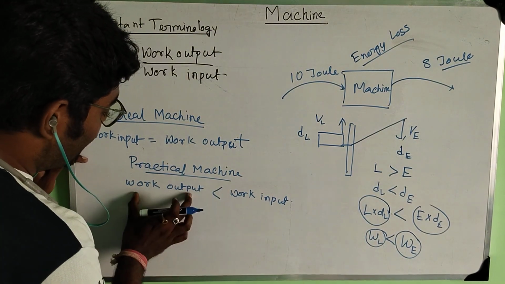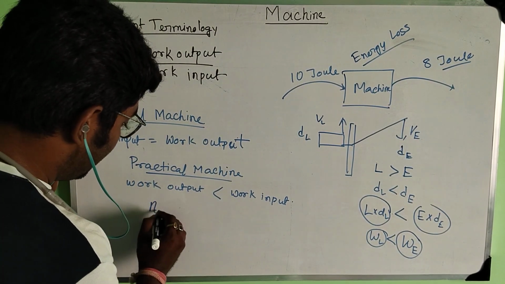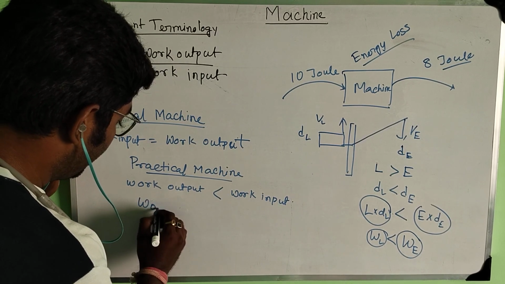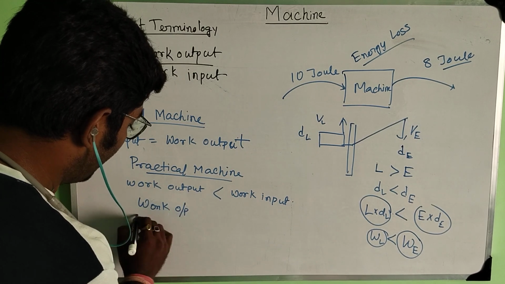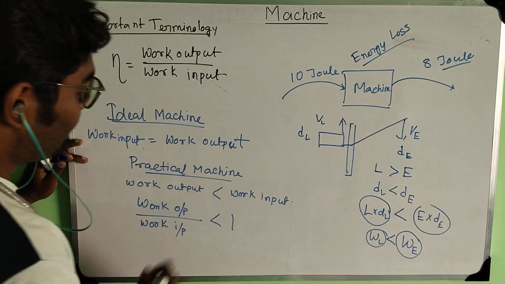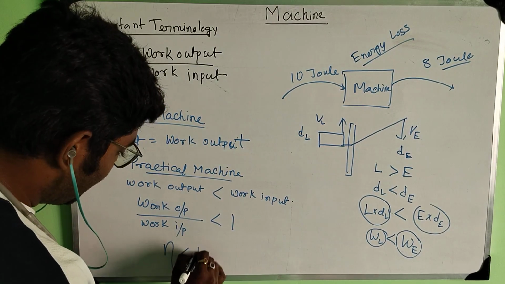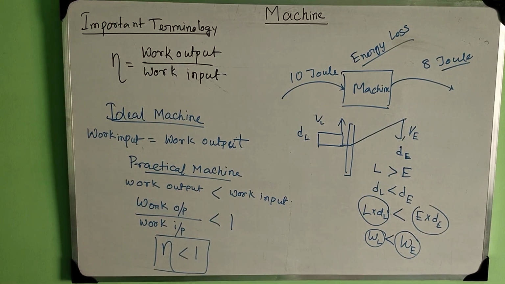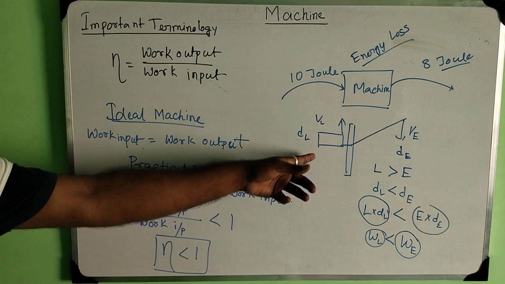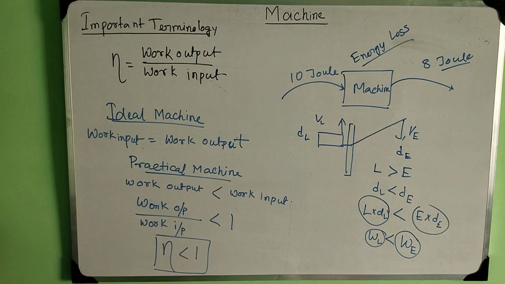That means if work output is less than work input, then work output by work input is less than 1. That means efficiency is always less than 1. So for a practical machine, in a practical universe, the efficiency of any machine should be less than 1. Okay. So in case of force multipliers also, the efficiency is less than 1.